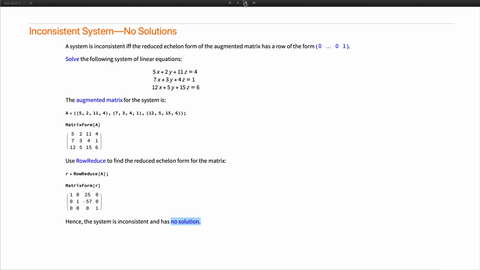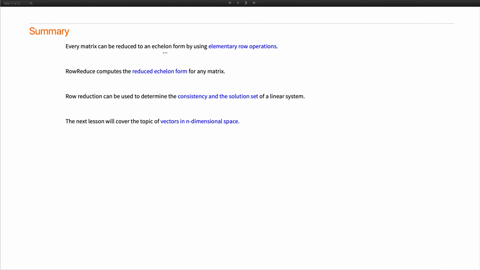Okay, so that brings me to the end of this lesson. And the main point is that every matrix can be reduced to an echelon form by using elementary row operations, which are nothing but what you would do if you actually solve the equation by hand. Namely, you could, let's say, interchange 2 equations, or you might add one multiple of an equation to another, etc. So those are called elementary row operations. And of course, within the Wolfram language, we have a nice function called RowReduce, which will let you do much more and get to the reduced echelon form in no time at all.